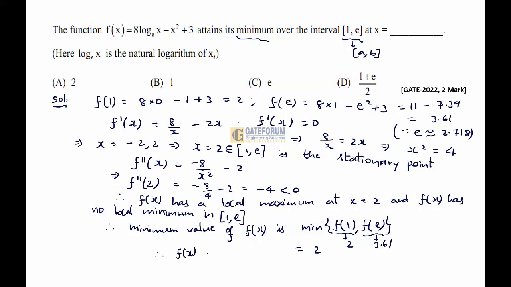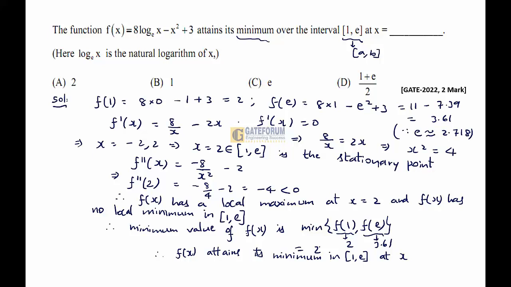f of x attains its minimum in the closed interval 1 comma e at this 2, which is the function value. That is, this 2 is the value of f of 1, that is, the f(x) value at x equal to 1.